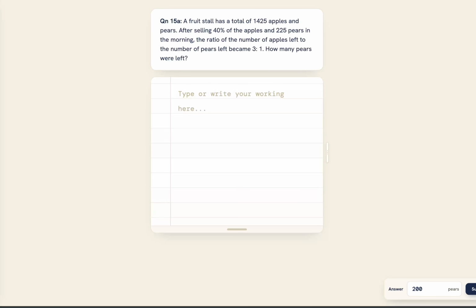Right. To start off, we want to know what's the percentage of apples. So apples at first is 100% and apples sold is 40%. That leaves us with apples left, which is 100 minus 40, which is 60% left.